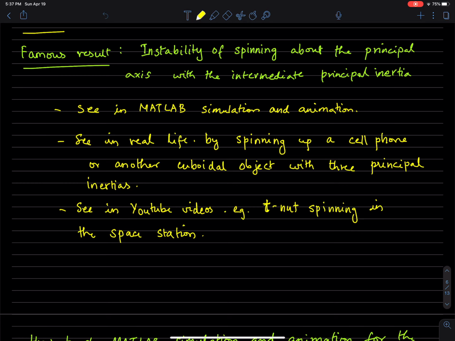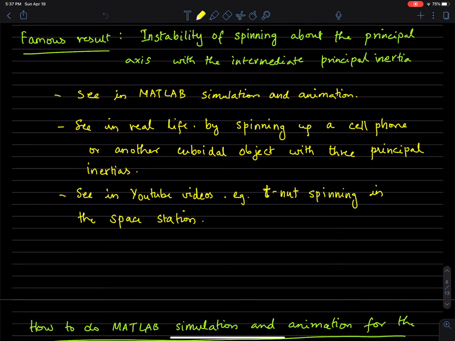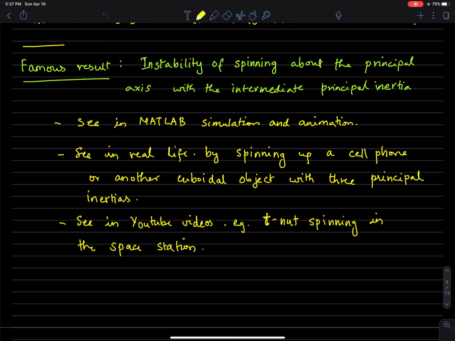So let me actually draw that picture. If you had, let's say, an iPhone or a smartphone which has a form factor like this, it's got three axes, and the principal axes are going to be like this. So these are the three principal axes.